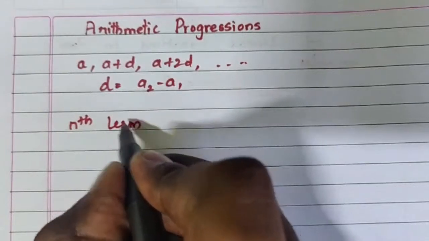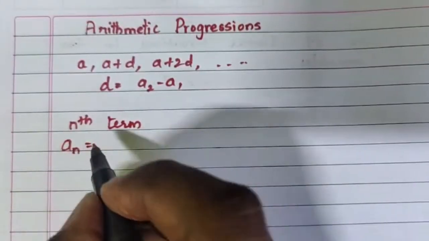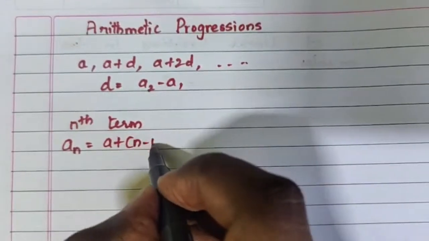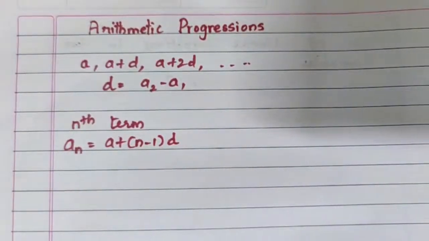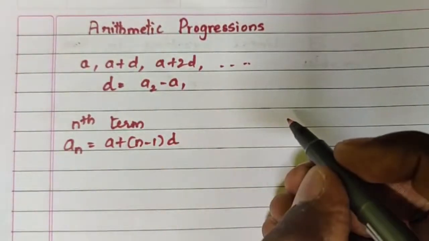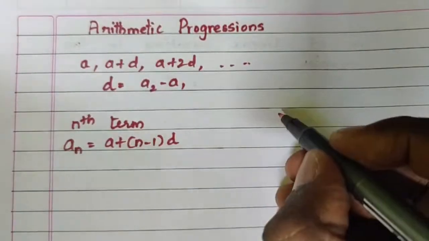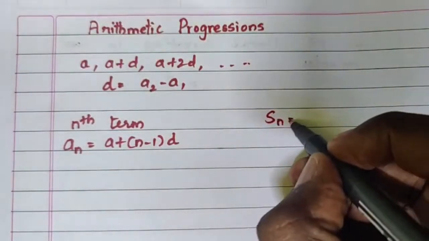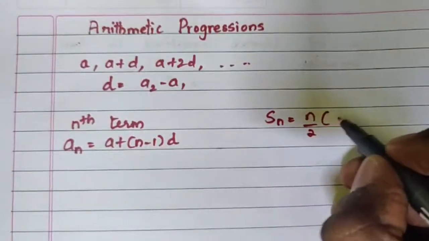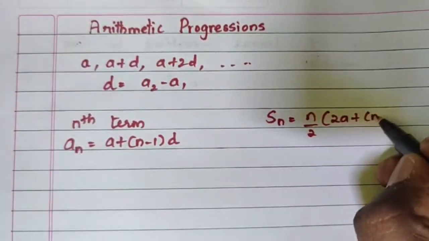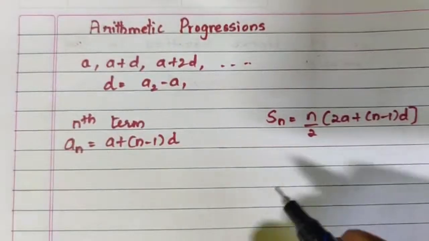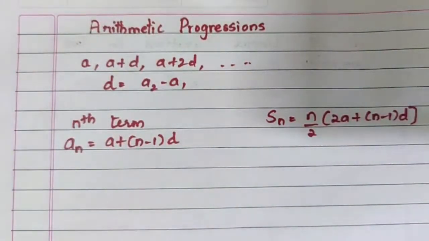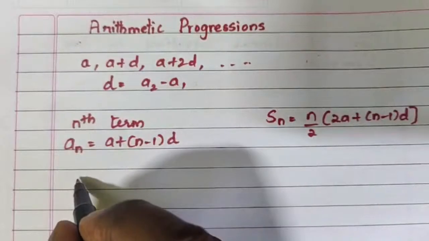Finding the nth term of an AP uses the formula an equals a plus n minus 1 into d. And the sum of n terms, Sn equals what? n by 2 times 2a plus n minus 1 into d. I'll solve all these problems so you can check them out. I've solved them in detail.